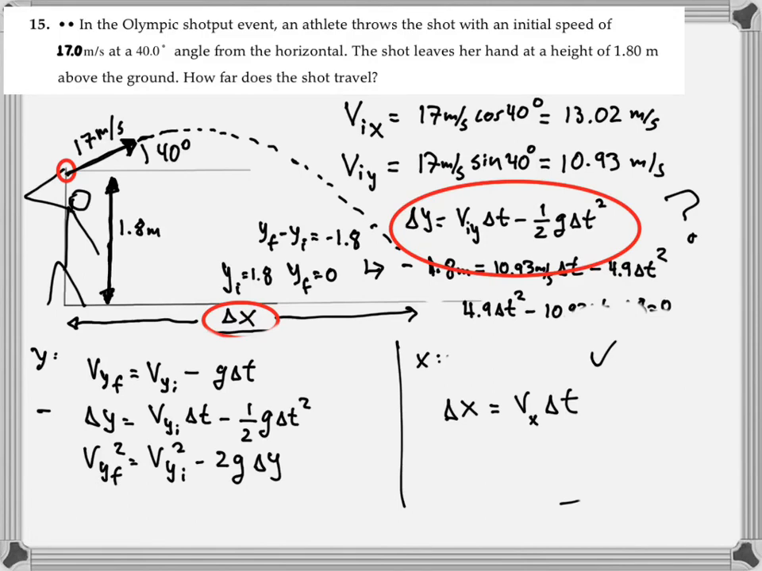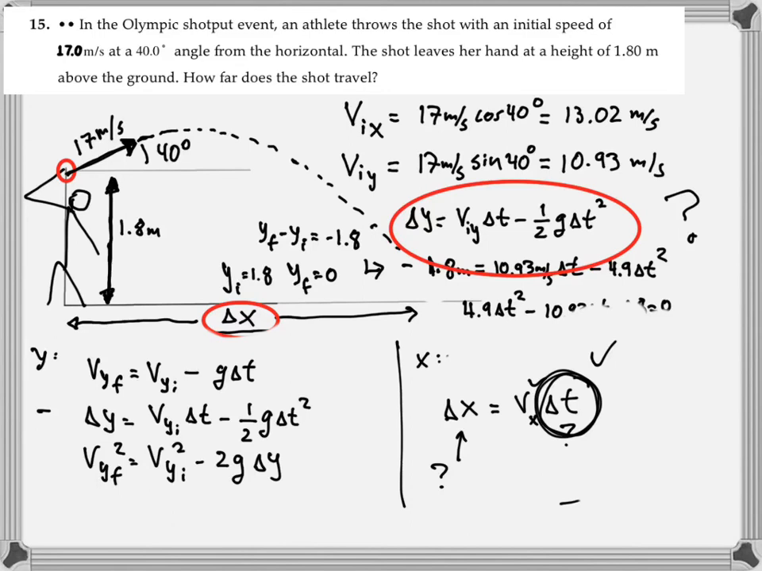Okay, so notice that the quantity that we're looking for in this problem is delta x, and the only equation that has delta x in it is delta x equals Vx times delta t. So what that tells you is that, well, you know Vx is written on top, it's 13.02. So what this is telling you is that there is no way you can answer this question unless you find how much time the projectile was in the air. You absolutely need to find delta t, the total time of flight for this projectile.